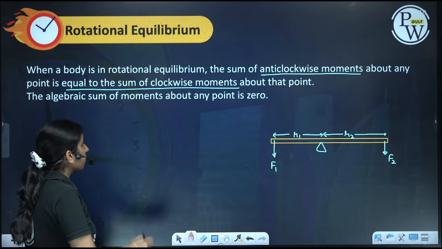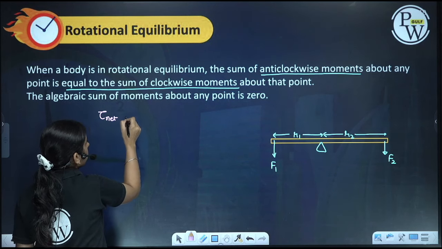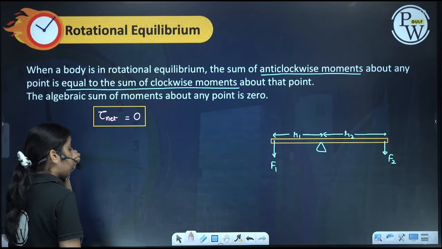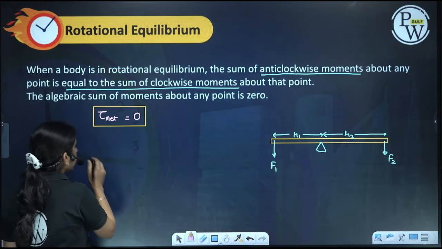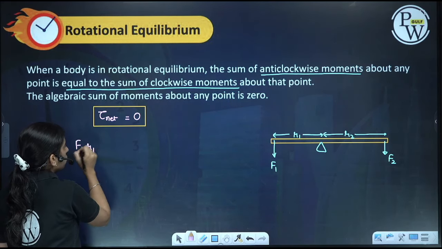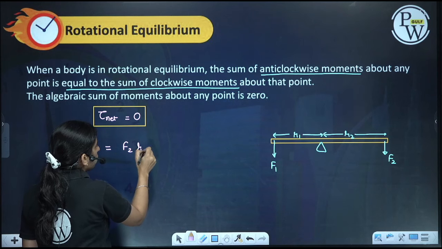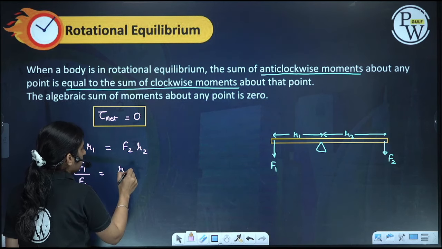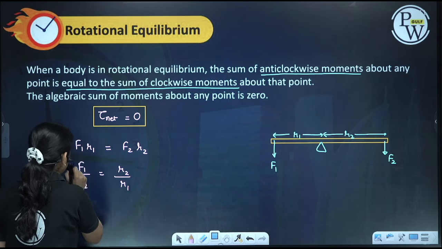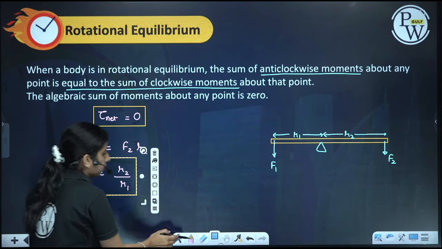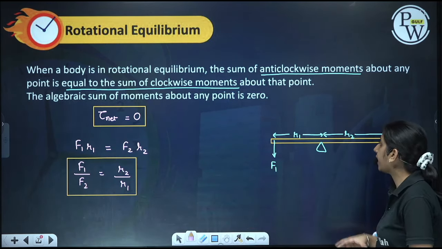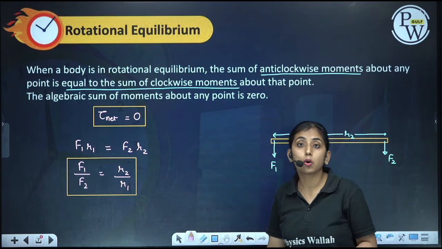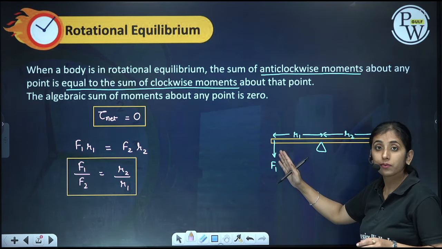When there is a situation of equilibrium, net torque about any point will be 0. So calculate the torque. Anti-clockwise torque is equal to clockwise torque. So we will have F1 into R1 equal to F2 into R2. From here we have F1 by F2 equal to R2 by R1. So if you want to lift any heavy mass, the forces are in the inverse ratio of distances. So more the force, lesser will be the distance.